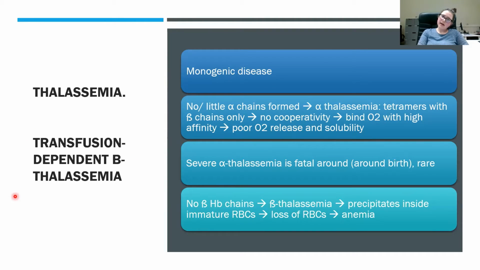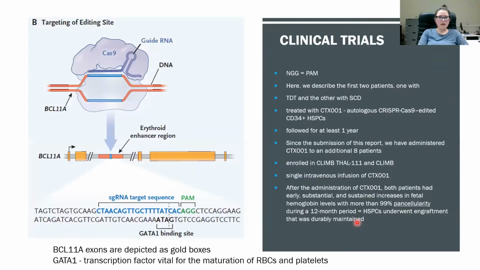The paper I found with CRISPR was about beta thalassemia, when we have no beta chains of hemoglobin, and we find precipitates inside immature red blood cells, and this leads to anemia. So what was done to treat beta thalassemia? We see here, oh yeah, it's again absolutely the same as what I explained, just a picture of that. So these are the exons of the BCL11A protein.